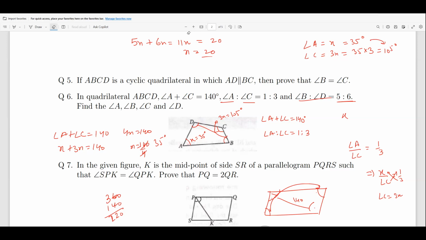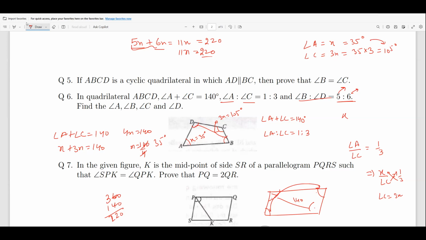When you subtract 140 you will get 220. So 11x is equal to 220. Got it? Why 220? I wrote 5x plus 6x. 5x for this one, 6x for this one, and when we add these two you will get 11x. And 11x, the sum of angle D plus B, if you add these two, they will have a sum of 220 degrees.